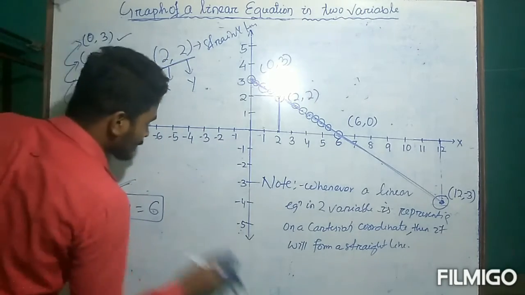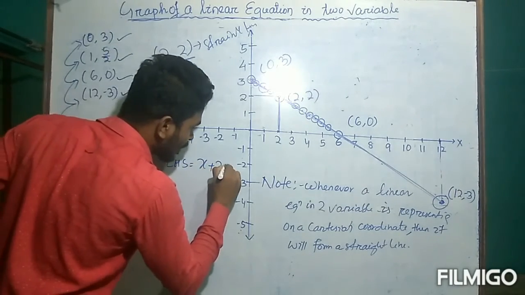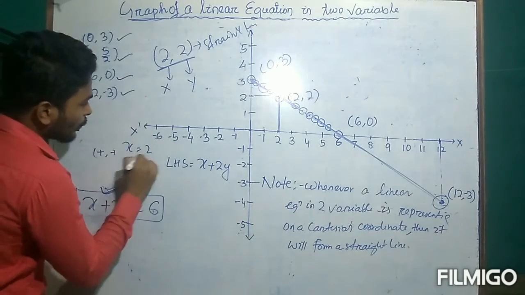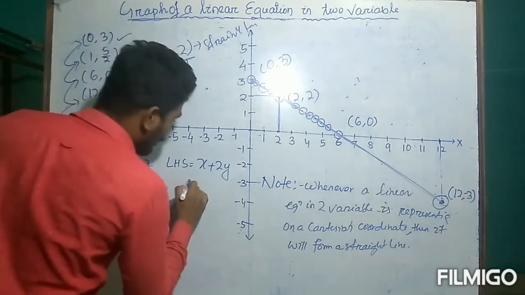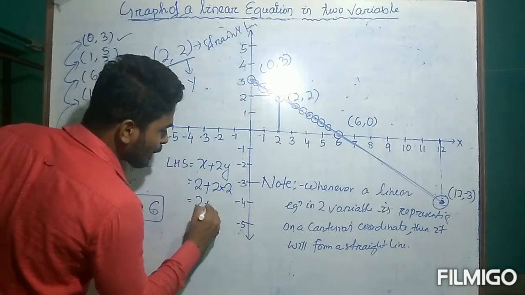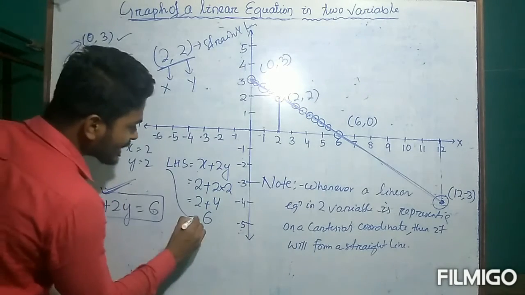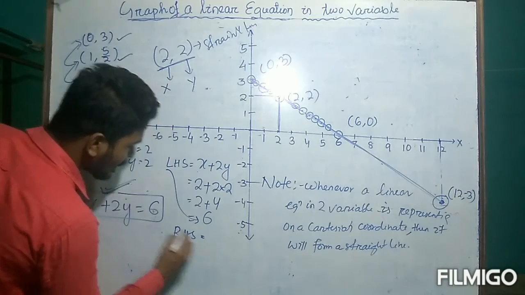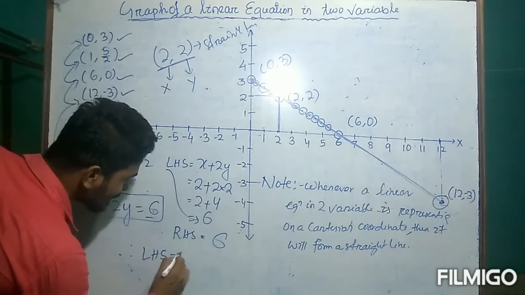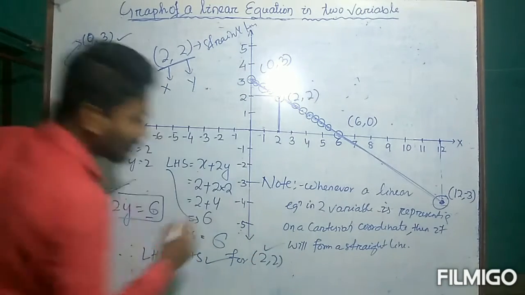Let's verify. So here we have the LHS, x plus 2y, and we have x is equal to 2 and y is equal to 2. Let's put it here: 2 plus 2 into y, which is 2, so 2 plus 2 into 2 is 4, and 2 plus 4 is 6. So we get LHS to be 6. Now what will be our RHS? Our RHS is also 6. So we get that LHS is equal to RHS for (2, 2).